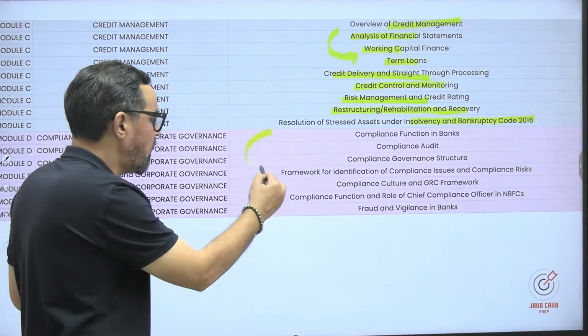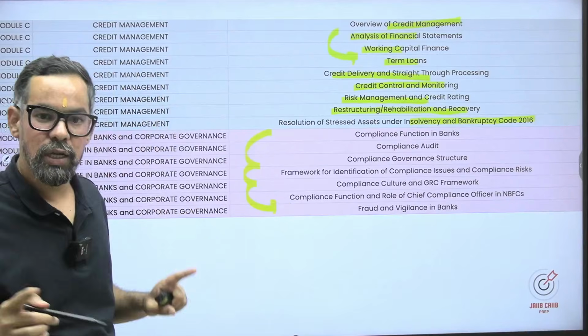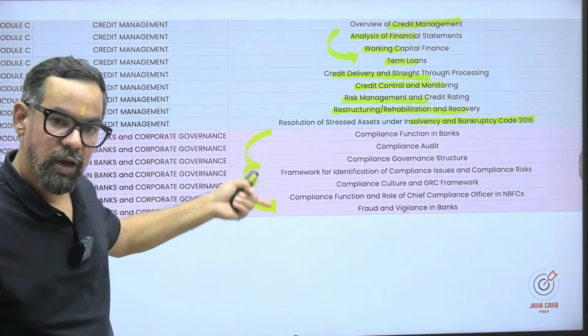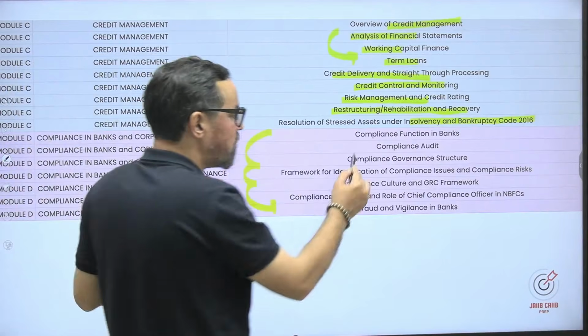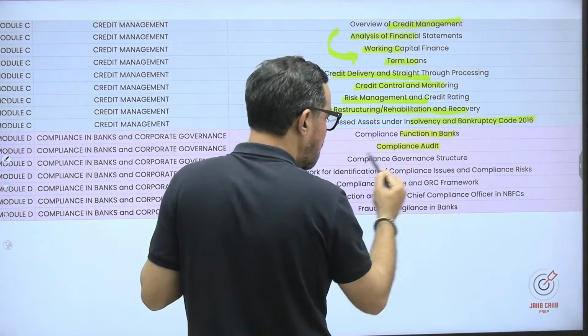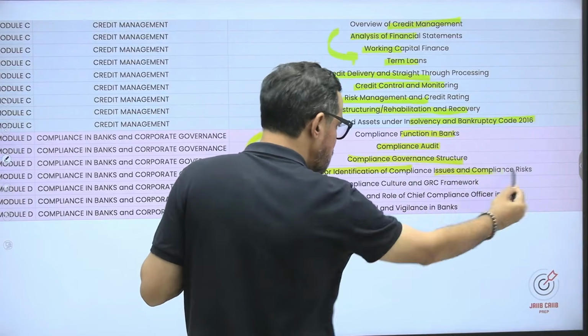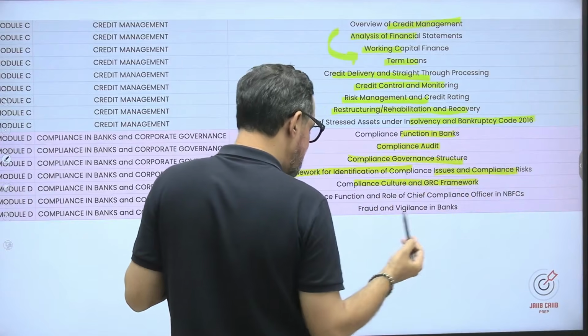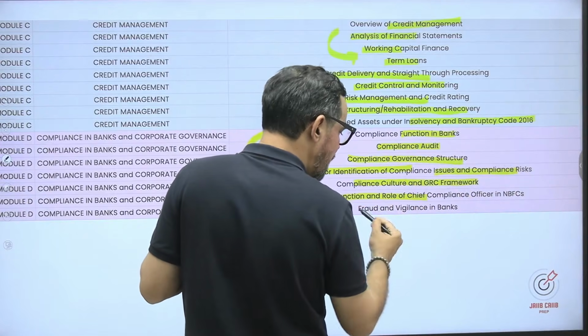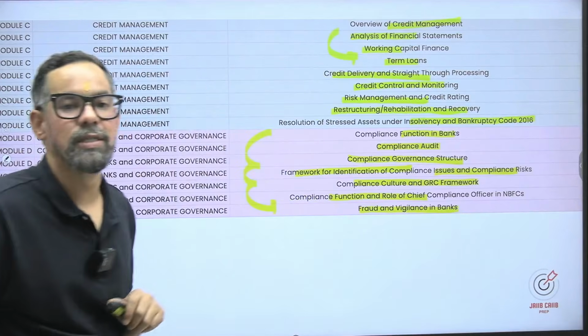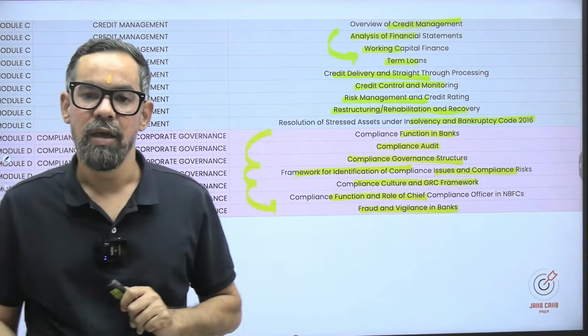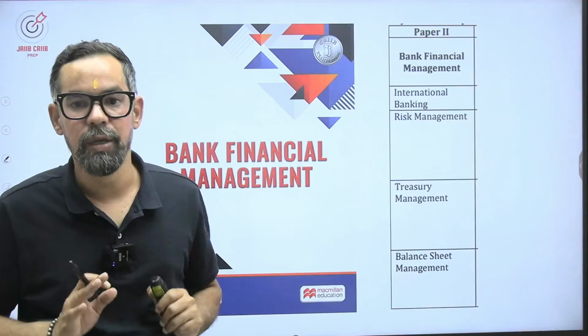Compliance, of dual importance, promotional examination also, where this will help you, right? So we have compliance function in bank, audit. We have compliance governance, framework, identification of issues. Then we have compliance culture in GRC, function and role, and fraud and vigilance in bank. So these are the areas which are generally part of your ABM.